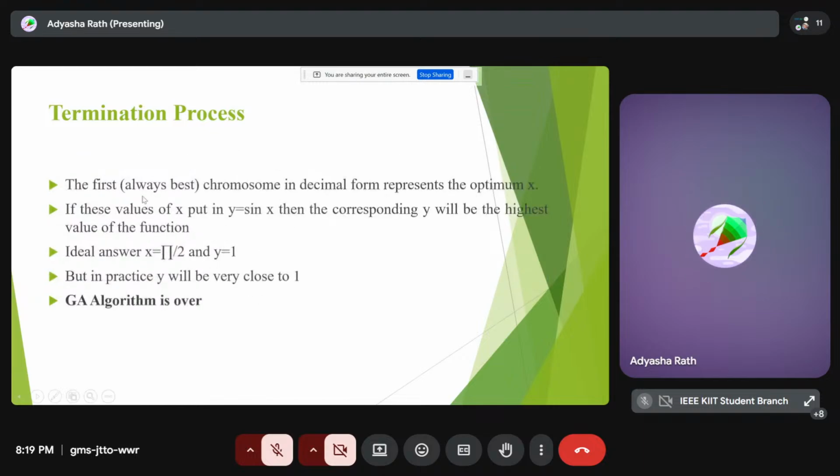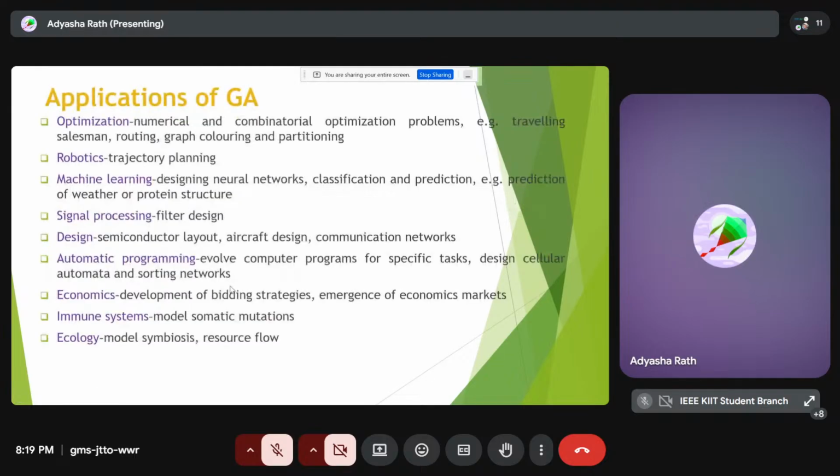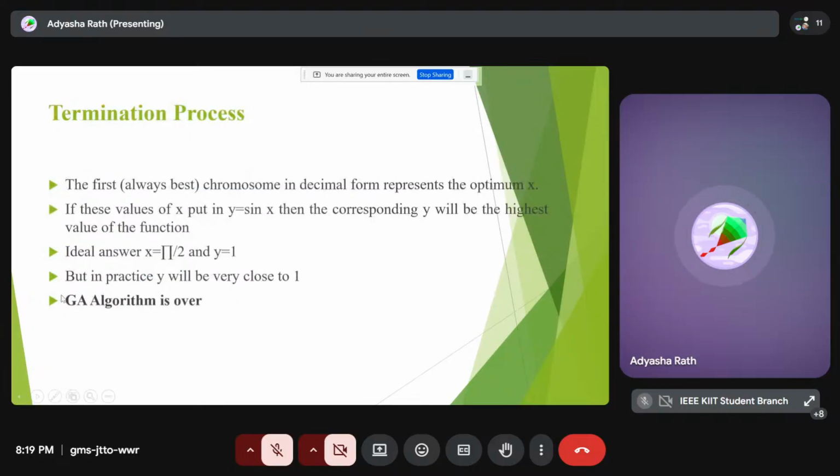The first, always the best chromosome, in decimal form represents the optimum value of x. If this value of x is put in y equal to sin x, then the corresponding y will be the highest value of the function. So the ideal answer is x equal to pi by 2 and y equal to 1. But in practice you will get very close to 1. So here the algorithm is over, because we have taken the y equal to sin x function.